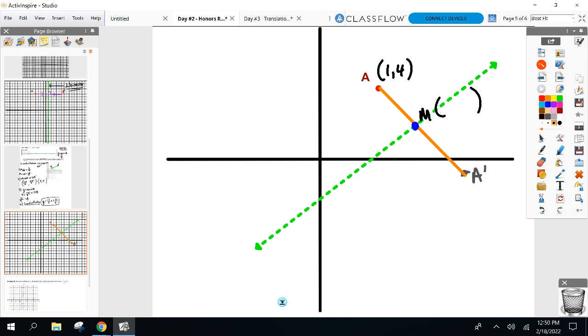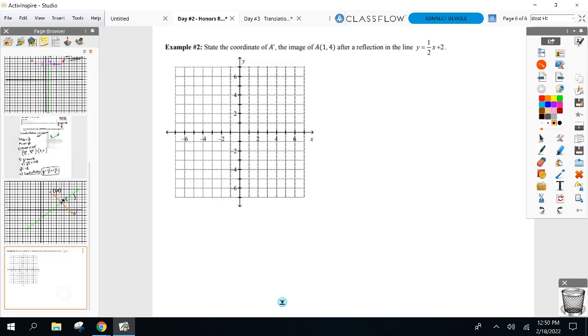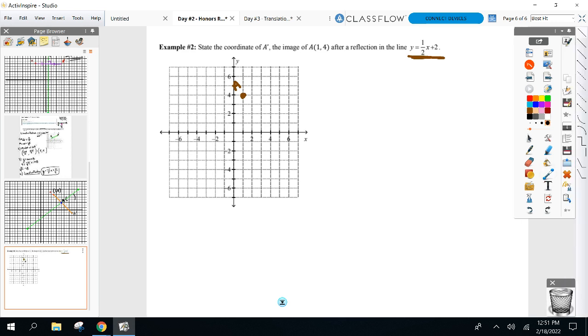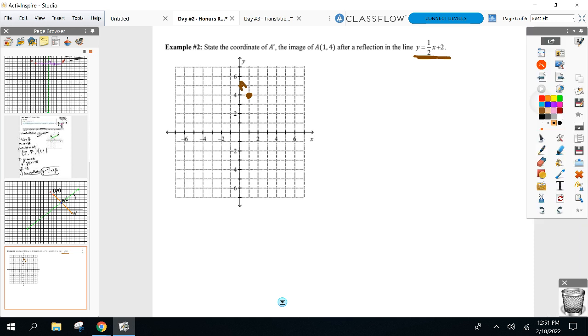All right, so here we go. If you haven't done so already, go ahead and graph it. (1, 4). And I'd also like your help trying to graph the line of reflection so we can see what it looks like. Anybody got any quick ways I can graph y equals 1/2 x plus 2, back in your graphing days in middle school? Tammy, let's roll.